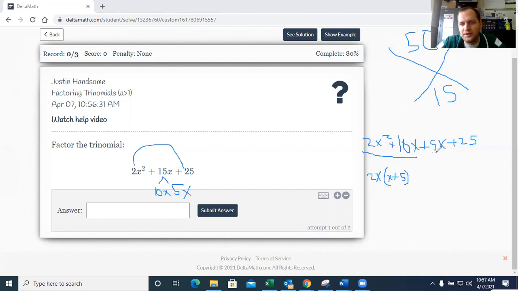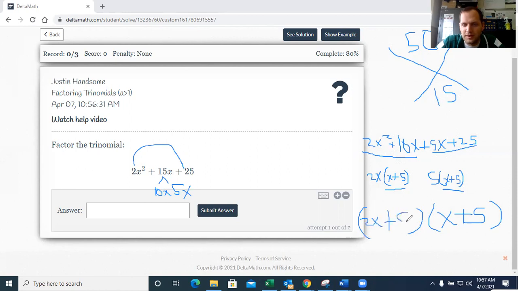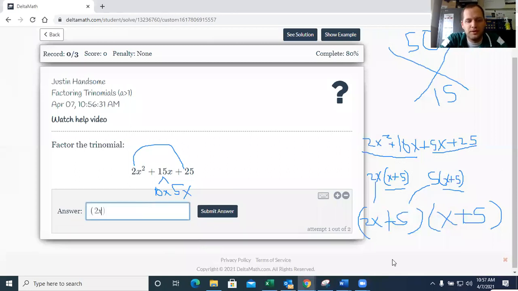And is there anything I can factor out of here? Absolutely, a 5. That leaves me with x plus 5. So now I'm going to factor out my x plus 5 and combine them together, x plus 5. What does that leave me with over here? 2x plus 5. This 2x, this 5. So that's my answer. So I've got 2x plus 5 and x plus 5.